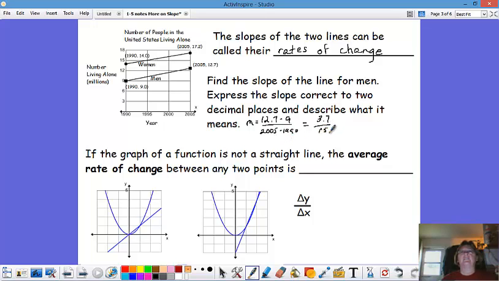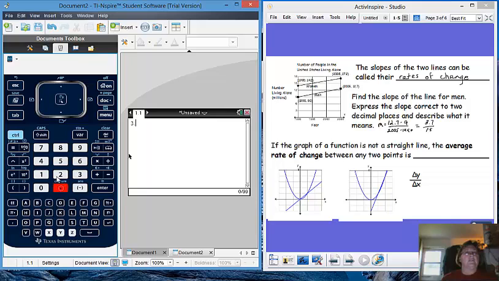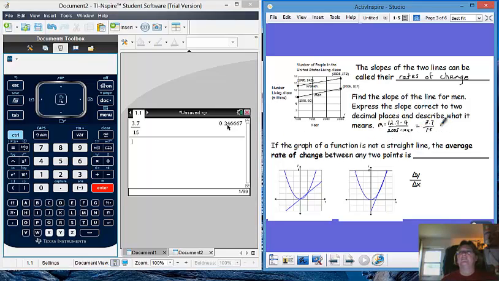I don't know that division, so I'm going to call up my calculator here. Excuse me for just a minute. And let's see, 3.7 divided by 15. We want it correct to 2 decimal places. So around 0.25. All right, the slope is 0.25 about.